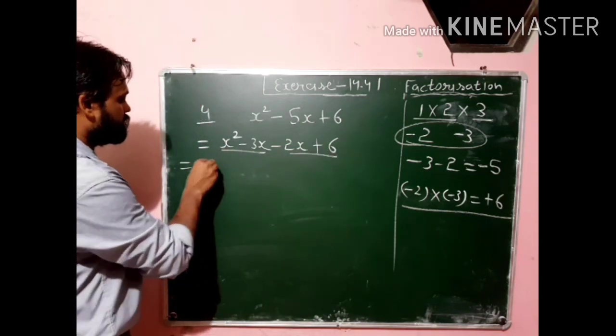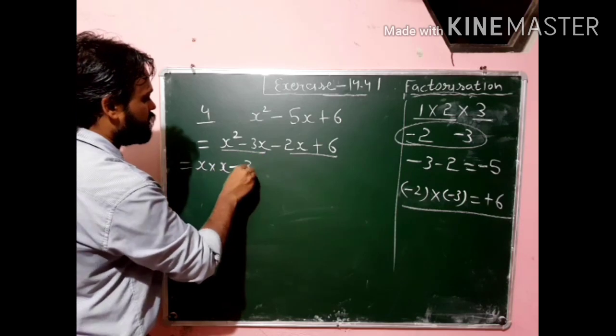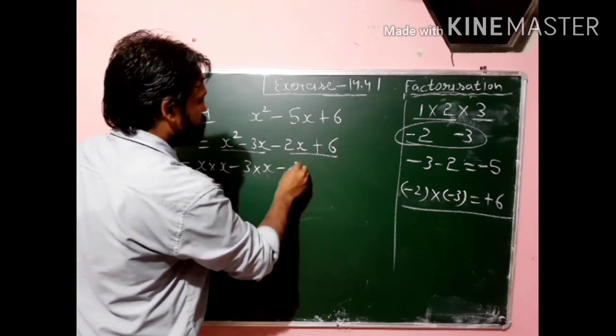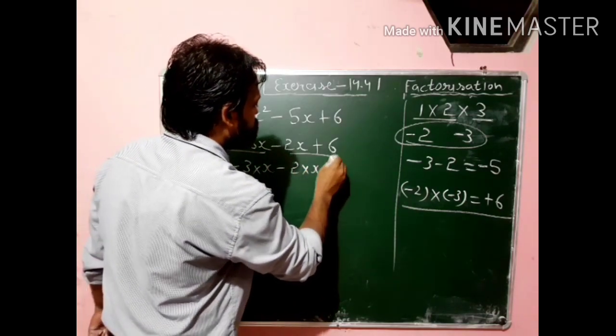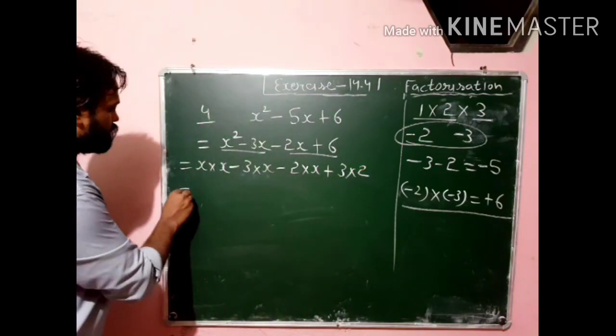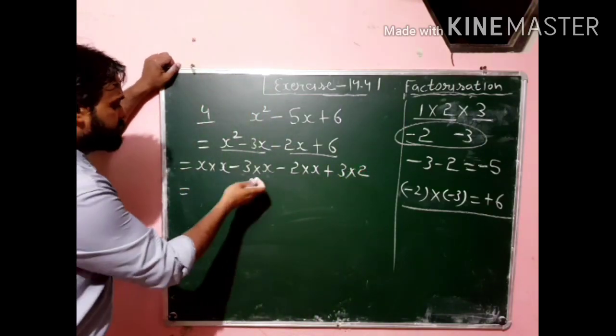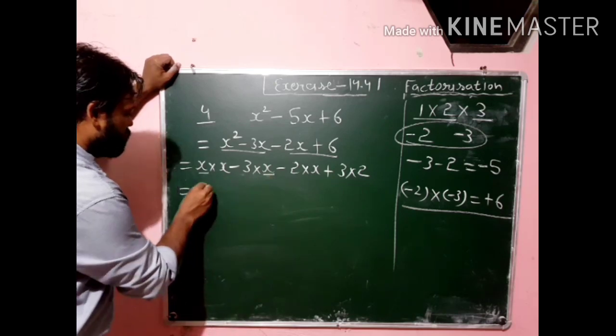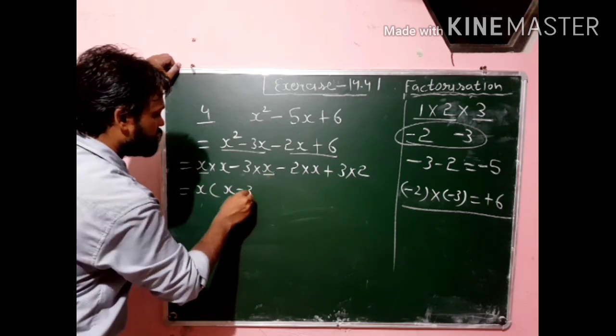Now do the factors. x into x minus 3 into x, then minus as it is 2 into x, and then plus, how can we do the factors of 6? 3 into 2 is 6. Okay, now solve these groups separately. In this, take this x common, then x minus 3 is here.